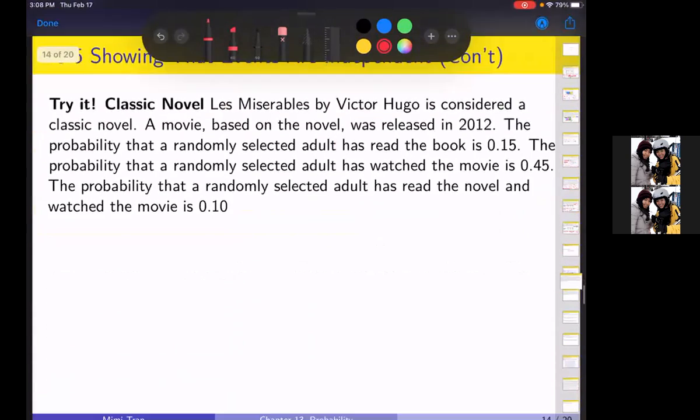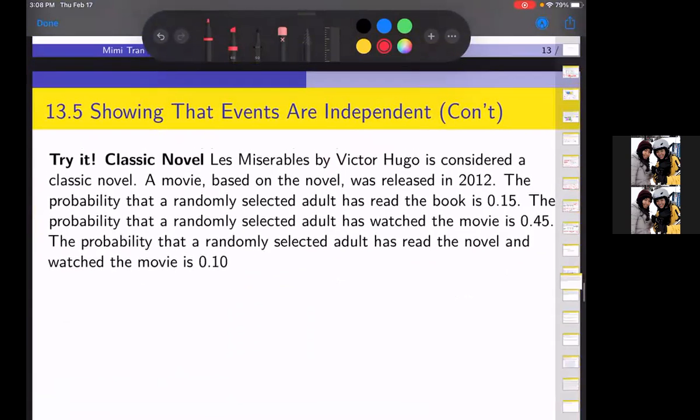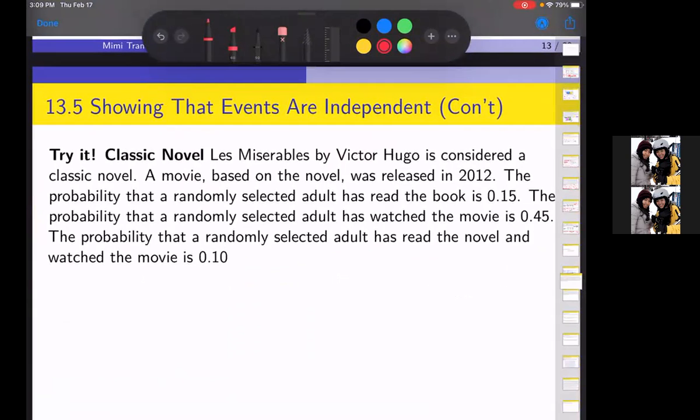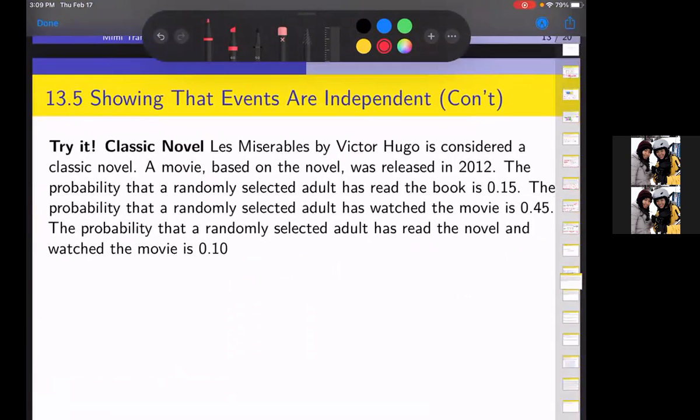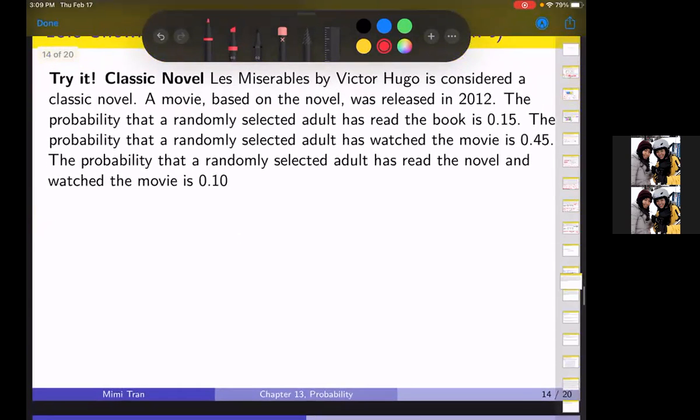Okay, so move on. This problem is something similar to your exam. It has everything. Les Miserables by Victor Hugo is considered a classic novel. A movie based on the novel was released in 2012. The probability that a randomly selected adult has read the book is 15%. The probability that a randomly selected adult has watched the movie is 45%. And the probability that a randomly selected adult has read the novel and watched the movie is 10%.